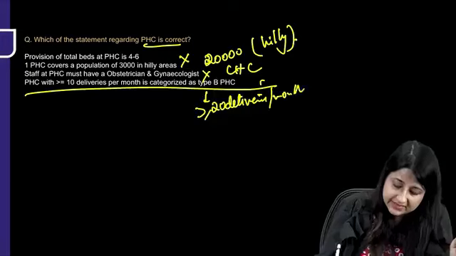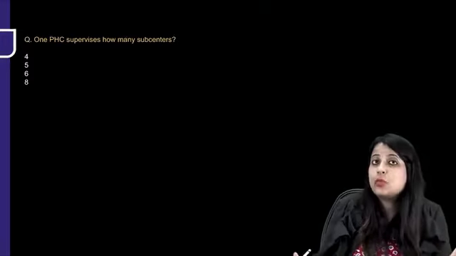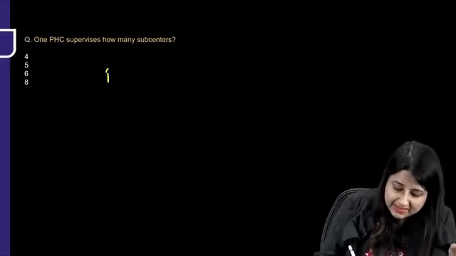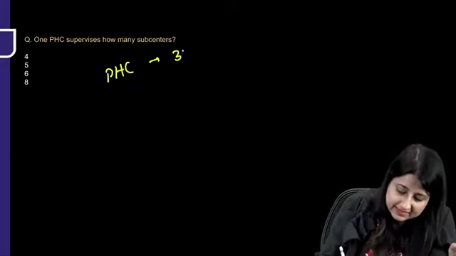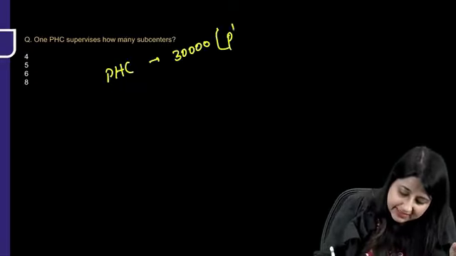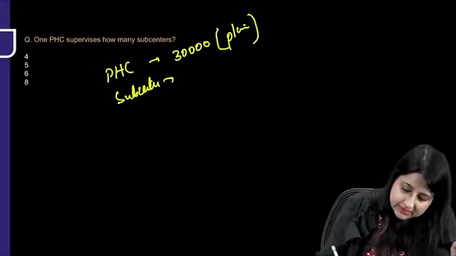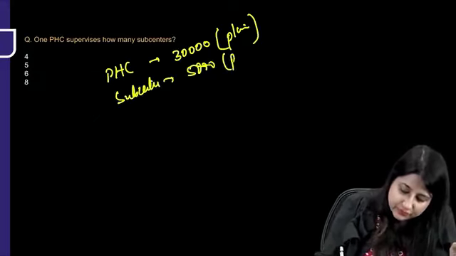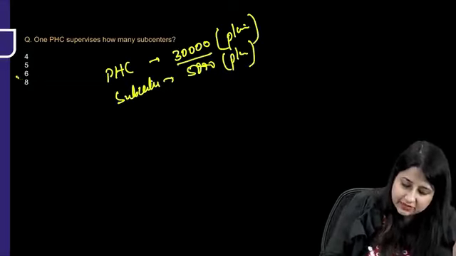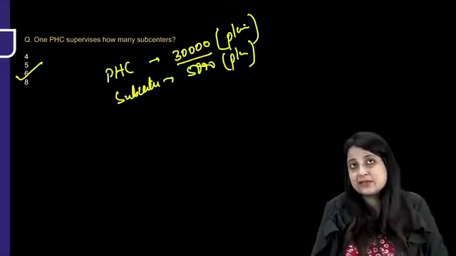Okay, so what is the correct statement here? This one. Yes, one PHC supervises how many sub-centers? Now, you know, one PHC covers 30,000 in plain areas, and one sub-center covers 5,000 in plain areas. So 5 into 6 is 30,000. So one PHC supervises 6 sub-centers.